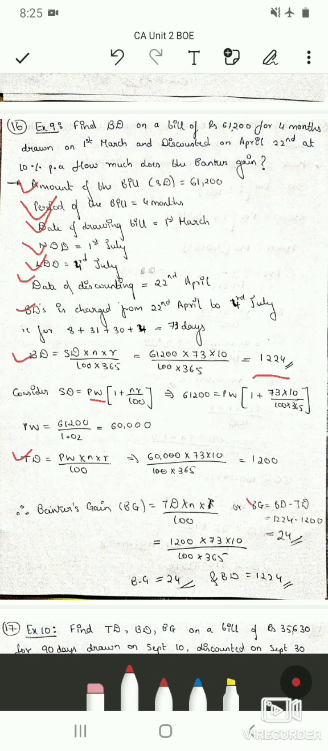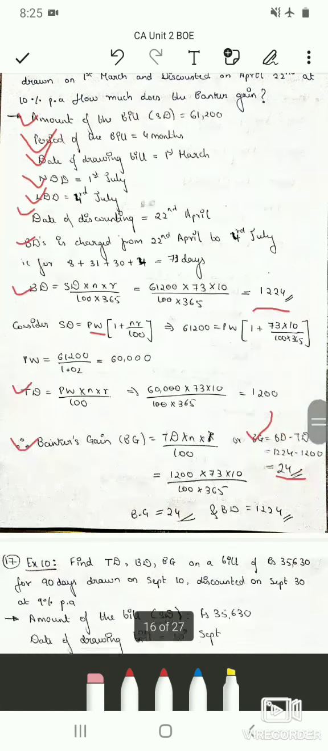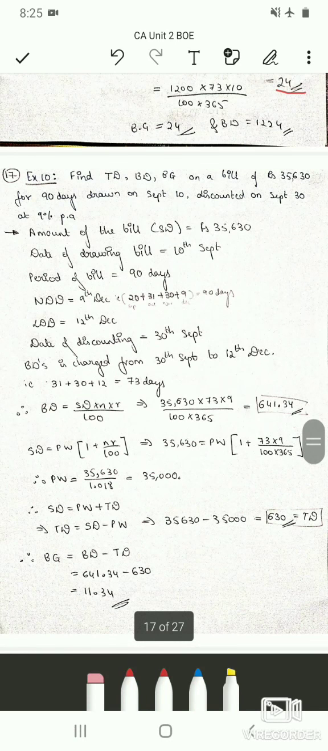Then you can find out banker's gain by subtracting true discount from banker's discount, which is 24, or else you can use the formula of banker's gain, which is true discount into n into r by 100. Both the case you will get the same answer. So you can refer the notes and try to solve it by yourself.